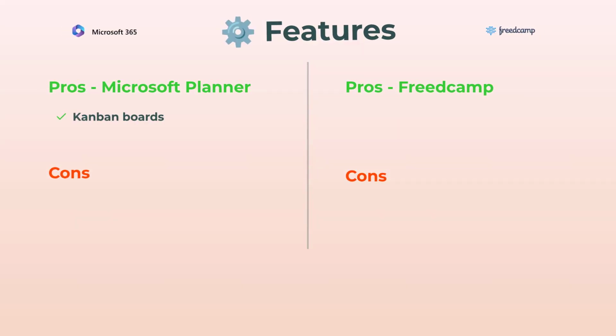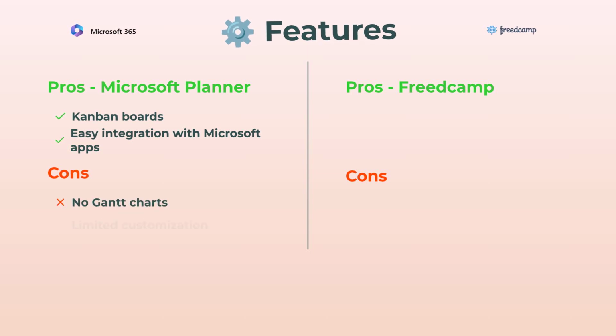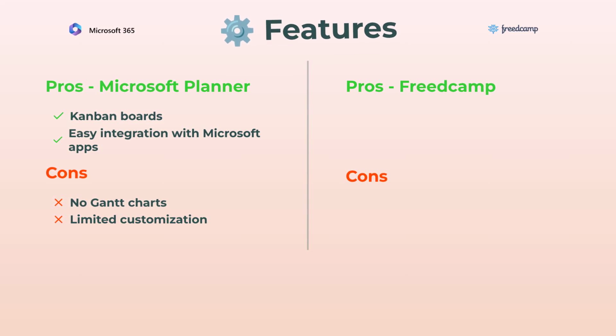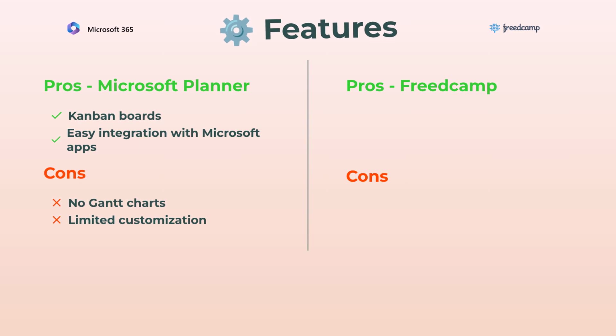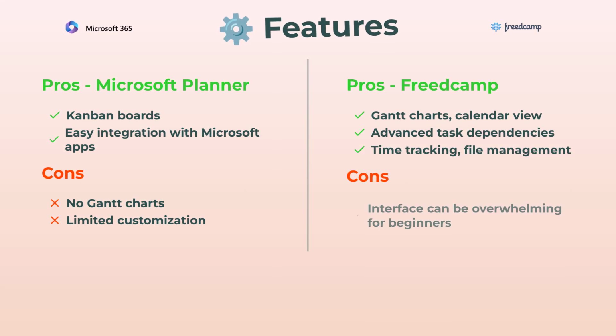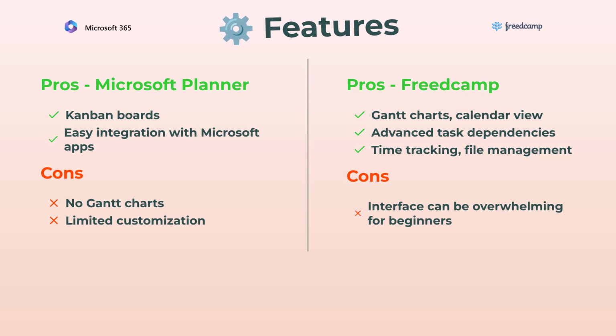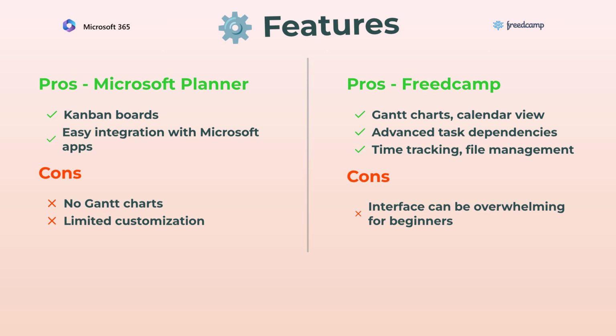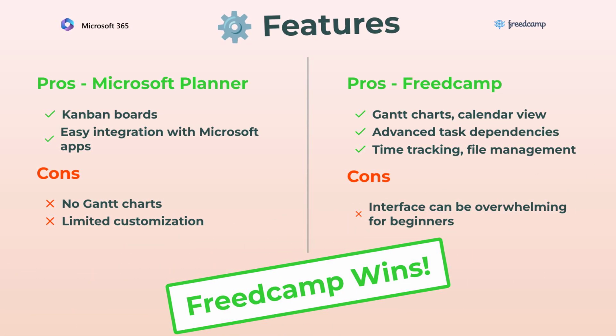Now, features. Planner's rocking those classic Kanban boards and has awesome integration with other Microsoft apps. It's all about keeping things simple and easy to use. But if you need things like Gantt charts, time tracking, or really detailed task dependencies, honestly, Planner feels pretty basic. Here's where Freedcamp kind of flexes. Gantt charts, a built-in calendar, time tracking, the whole works. I'm not gonna lie, when you first see the Freedcamp interface, it can be a little much, but if you're after those pro tools, it's loaded. In this round, Freedcamp definitely pulls ahead.